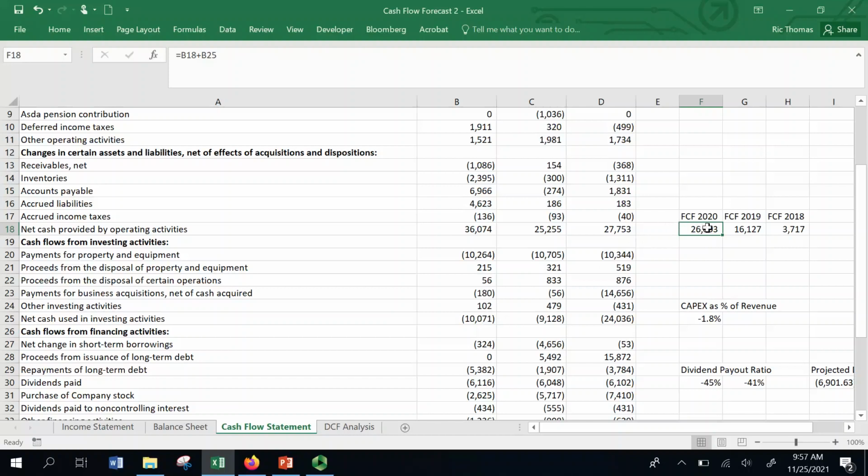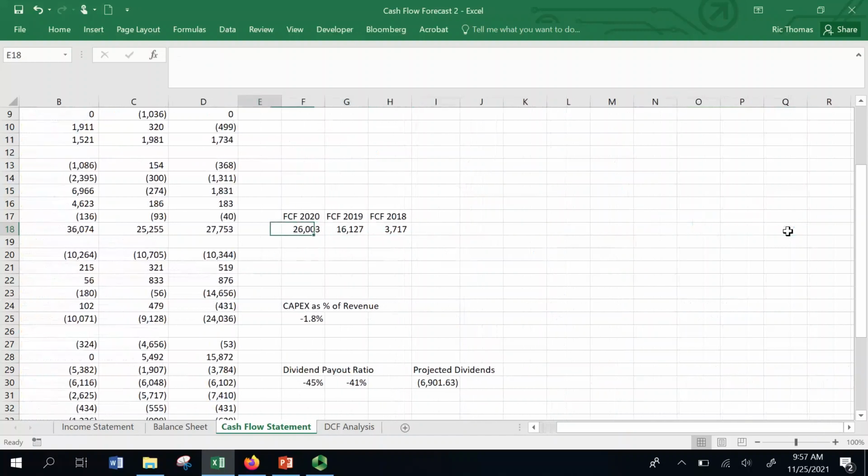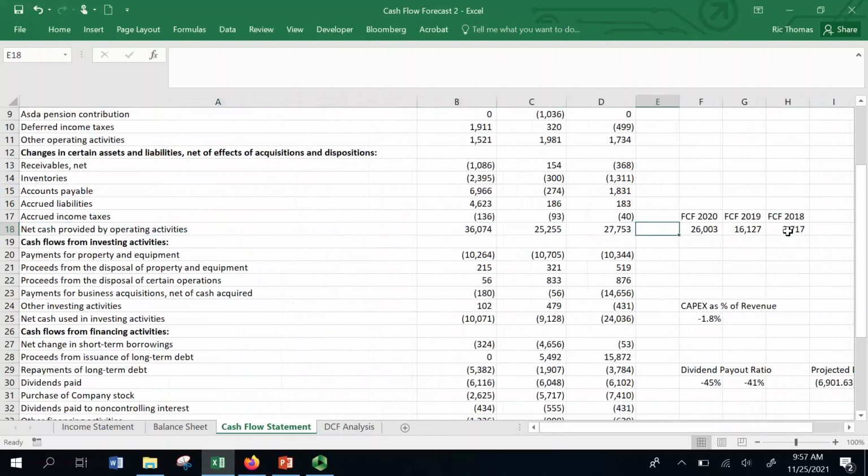And so it's kind of been all over the place. It's gone from 3,700 to 16,000 to 26,000, and these are all expressed in millions. But so, you know, it's all over the place. It's not steady. So I'm guessing my forecast for cash should probably be somewhere in the ballpark here. So just something to keep in mind.